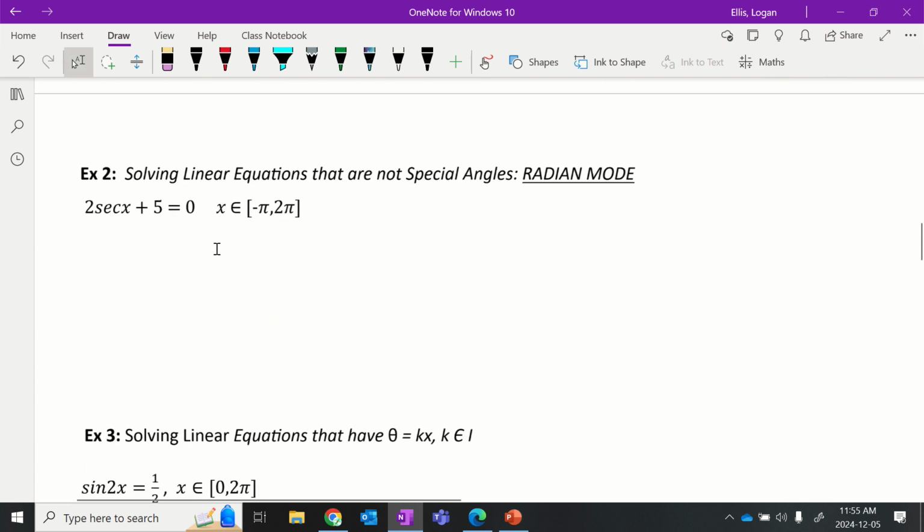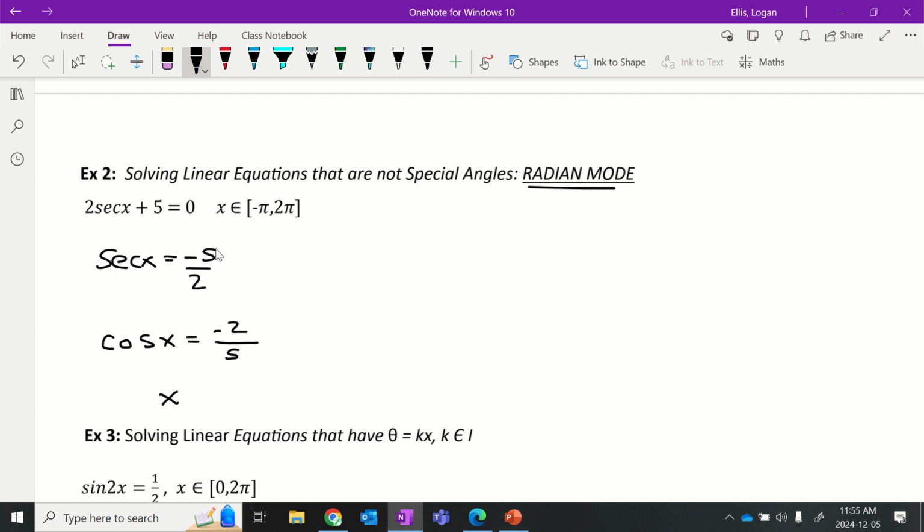All right, so if you don't have a special angle, like this one, for example, secant x, you still solve and go ahead and you move your 5 over, so this becomes negative 5. You divide your 2, so you get secant x, which we know is the reciprocal of cos. So cos x equals, and we can just flip the negative, so negative 2 over 5 like this. But remember, we need to make sure our calculator's in radian mode because we're going to be using x equals cos inverse of negative 2 over 5.